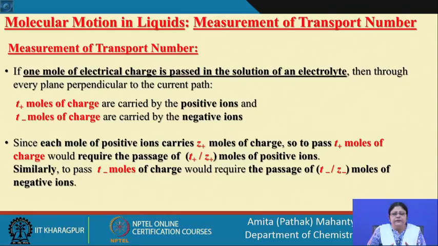I hope this is clear. Each mole of the positive ion carries Z plus moles of charge. So, to pass one mole of charge would require the passage of T plus by Z plus moles of the positive ion and T minus by Z minus moles of the negative ion. This will be clearer when we talk about Hittorf's method.